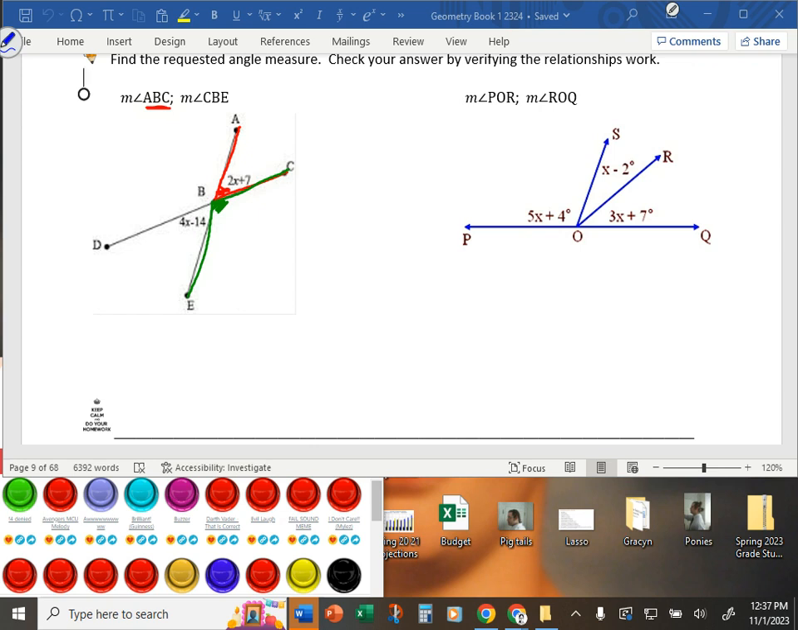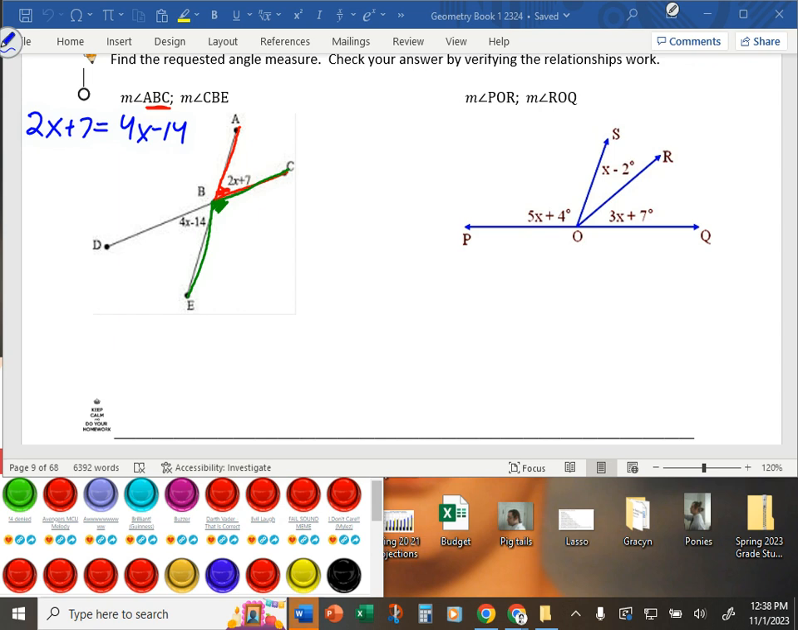Vertical angles are, so you could use 4x minus 14 equals 2x plus 7. Okay, so you've got to look at this and say, hey, I've got a pair of vertical angles here. How do I know they're vertical angles? Well, these two angles, 2x plus 7 and 4x minus 14, share a vertex, vertex B, and they're opposite each other. Okay? And because you recognize them as being vertical angles, that leads you into what the relationship is. What is the relationship between vertical angles? They're equal. They're congruent, right? So the equation we can set up is 2x plus 7 equals 4x minus 14.